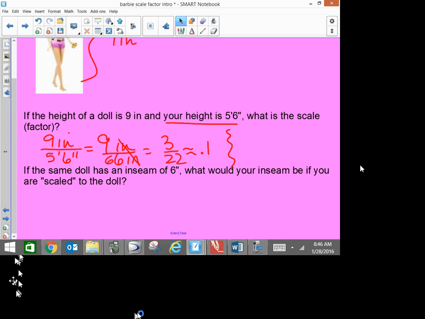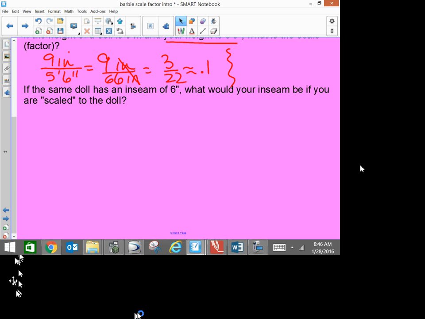Okay? All right. Let's talk about the same doll has an inseam of 6 inches. Now, I know that's not very reasonable, especially if you know what an inseam means. Do you know what your inseam means? The length of your leg. The length of your leg.